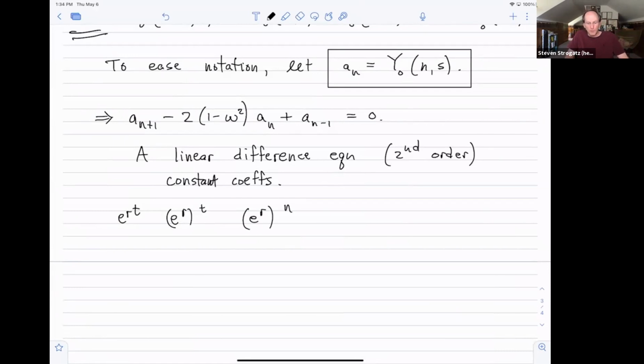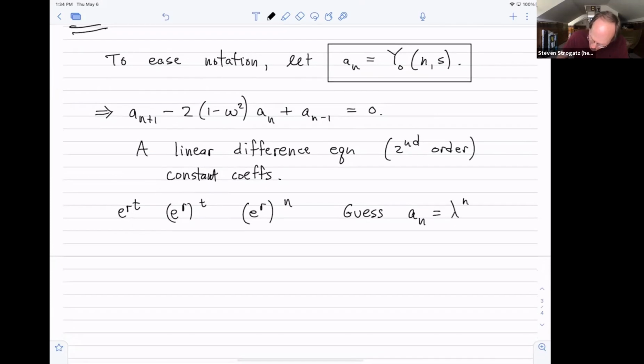And so the correct move is to guess, in the method of undetermined coefficients, that a sub n is just something raised to the nth power, where this lambda plays the role of e to the r. The e isn't doing anything for us. I mean, e to the r is just some number, so we might as well call it lambda. And that turns out to be how you solve difference equations with constant coefficients if they're linear. Just guess lambda to the n.